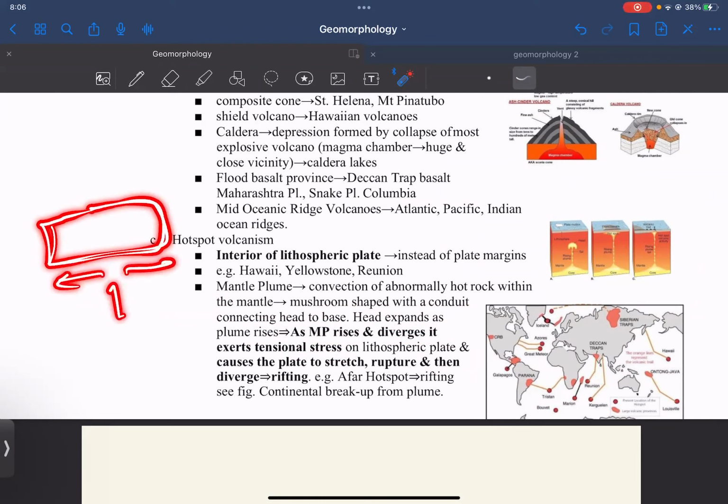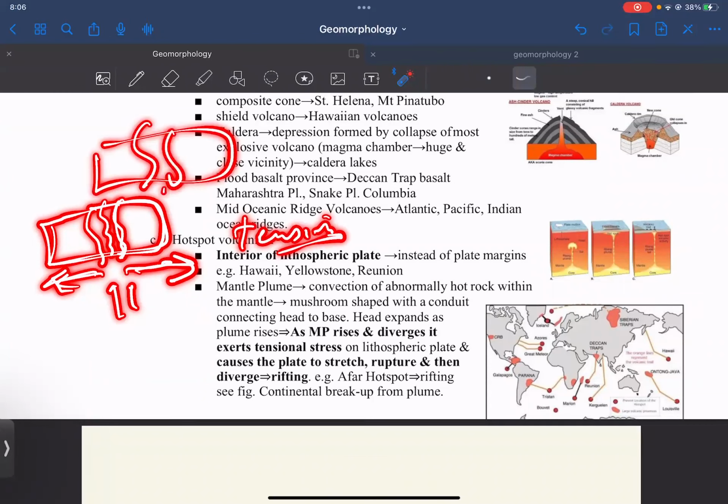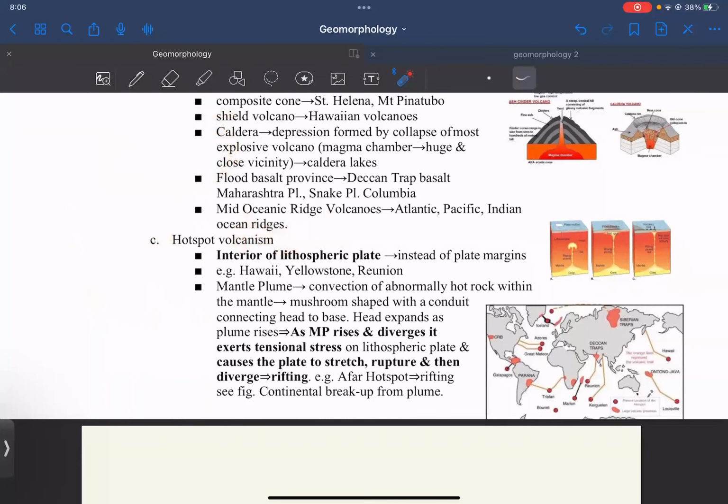But this mantle plume which is rising will create cracks in the lithospheric plate, and these forces are moving away from each other. These are tensions created. So plates will split, and through these gaps, magma will rise and create the landforms. Right. The Afar hotspot is the best example.